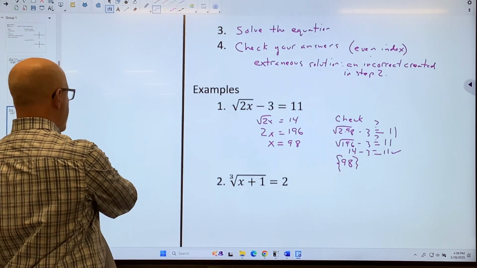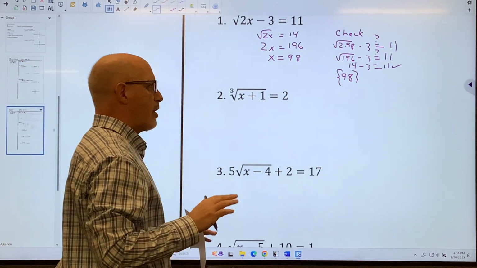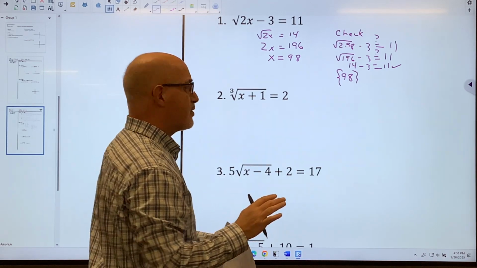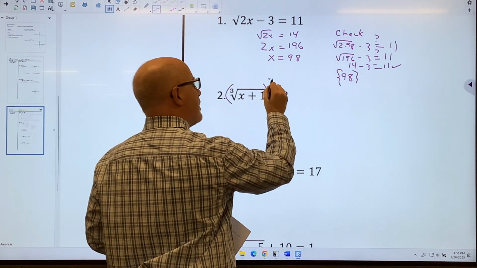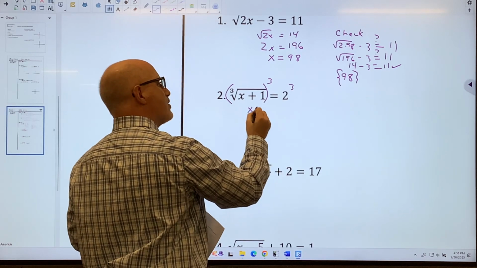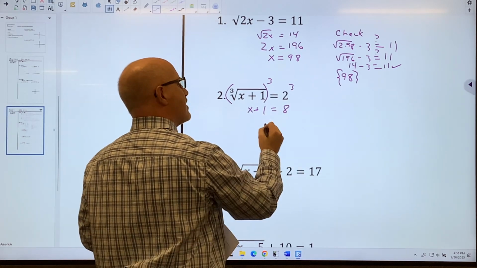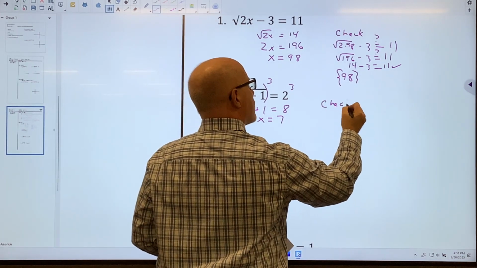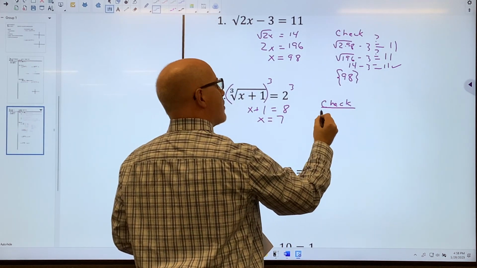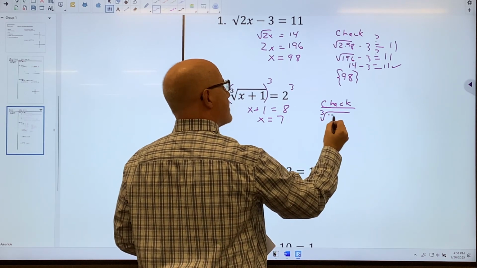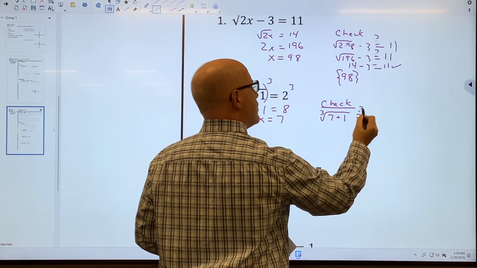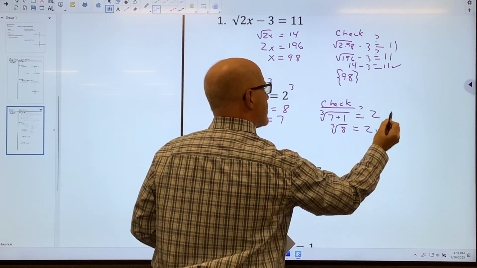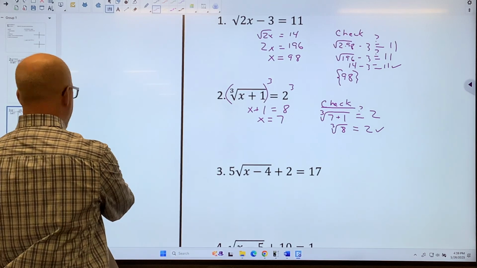All right, let's try the next one. This one's a cube root, so remember that we are going to check it, but you don't have to in this case. The radical is already by itself, so I'm going to cube both sides. Cubing it will get rid of that cube root, so x plus 1 equals 8. Subtract 1, you get x equal to 7. Let's go ahead and just do a check to make sure we did our steps correctly. So we go back to the original. Is the cube root of 7 plus 1 equal to 2? Was the cube root of 8 equal to 2? And the answer is yes, it is equal to 2.